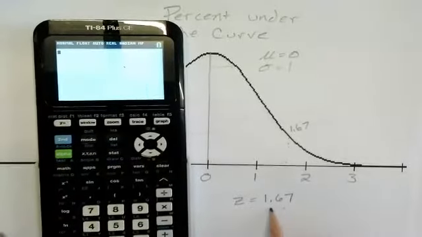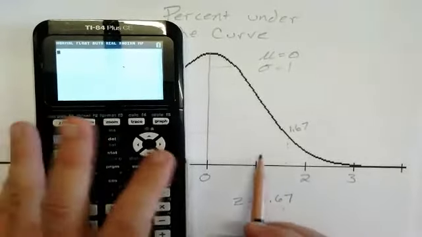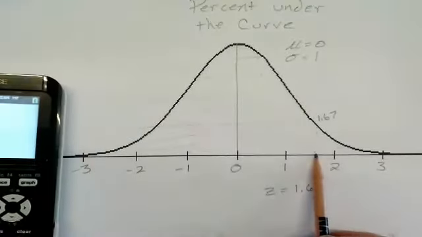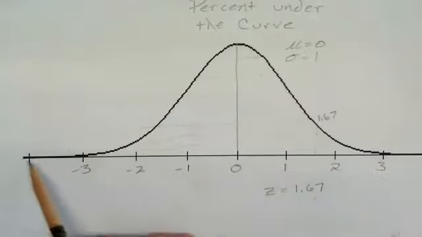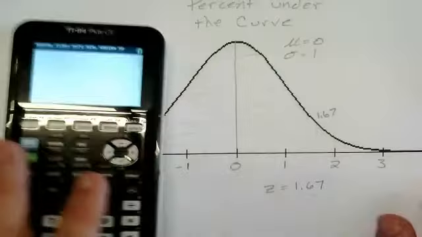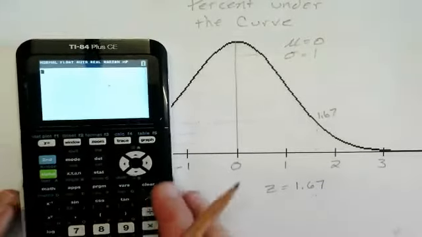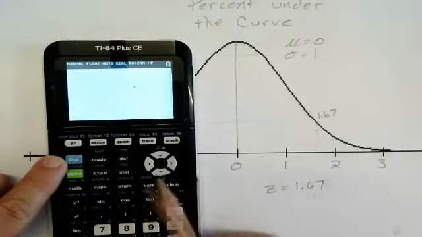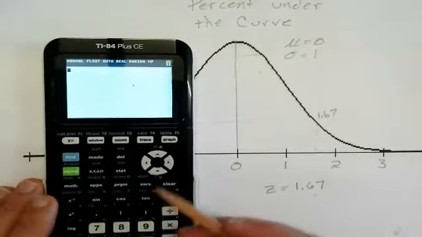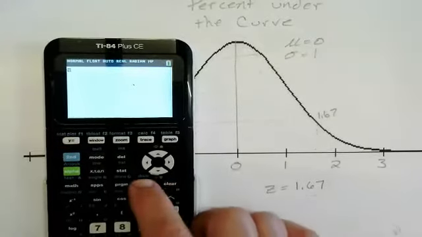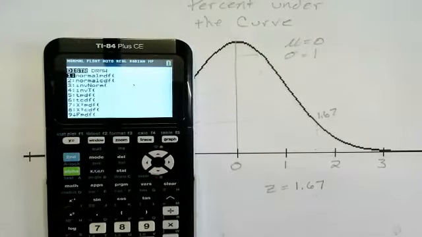So we're looking at a z-score of 1.67, and we want to know what percent of the curve is from negative infinity way over here to the left to 1.67. So to determine that, I'm going to go to second distribution. Right here above VARS is DISTR, that stands for distribution. So I go second distribution, and that gives us these numbers.